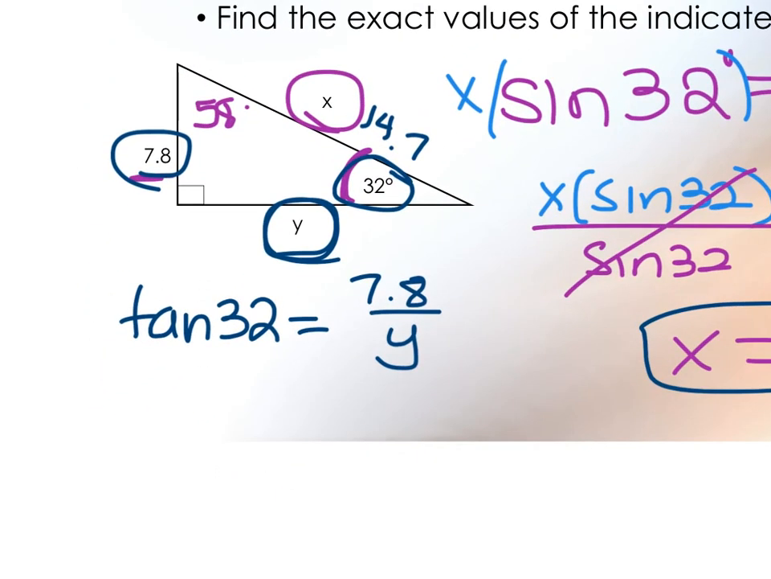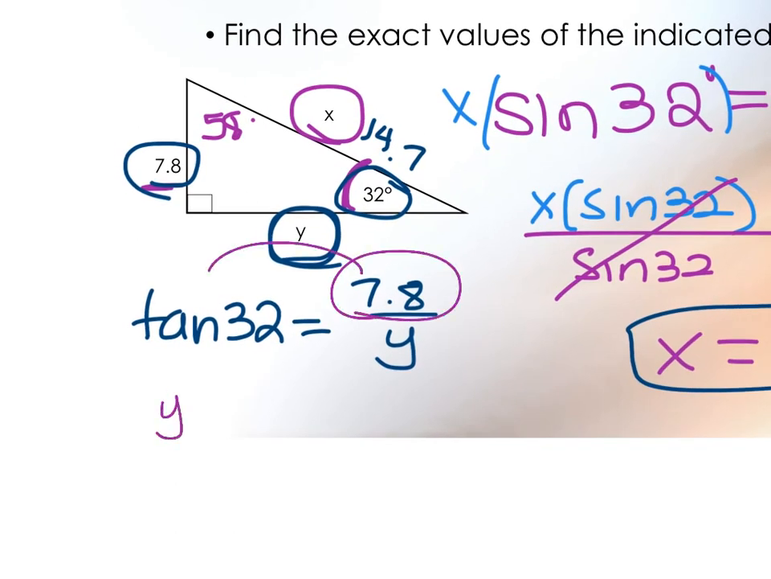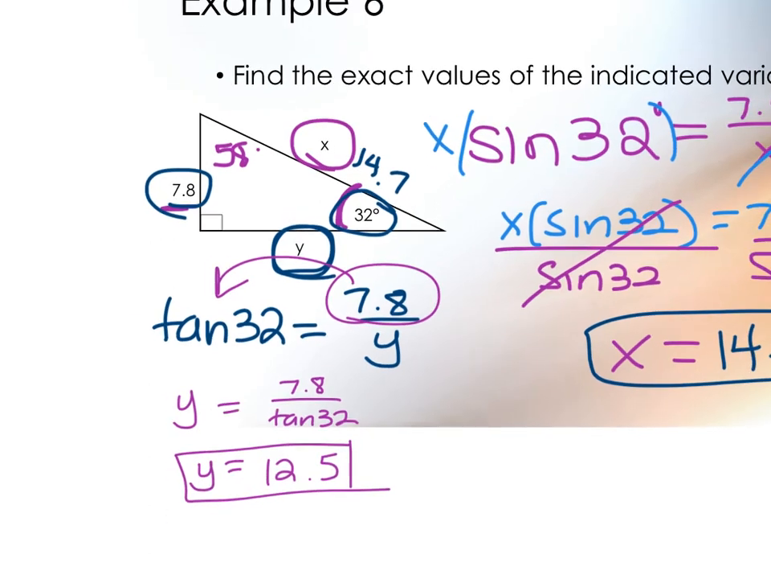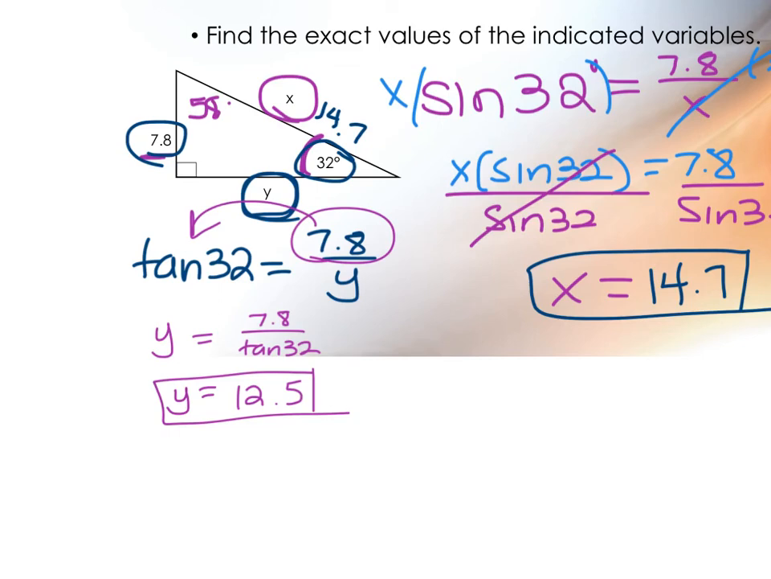Go through the steps again, and I'll tell you the shortcut: if the number's in the top, you're going to divide, and if the number's in the bottom, you're going to multiply. So in the top, I would take this and divide it by that. And if the number was in the bottom, I'd just multiply by it. So 7.8 divided by the tangent of 32. If I had set it up as tangent of 32 equals y over 7.8, then I'd multiply by the denominator. But if the number's in the top, the shortcut is take that and divide it by the other side.